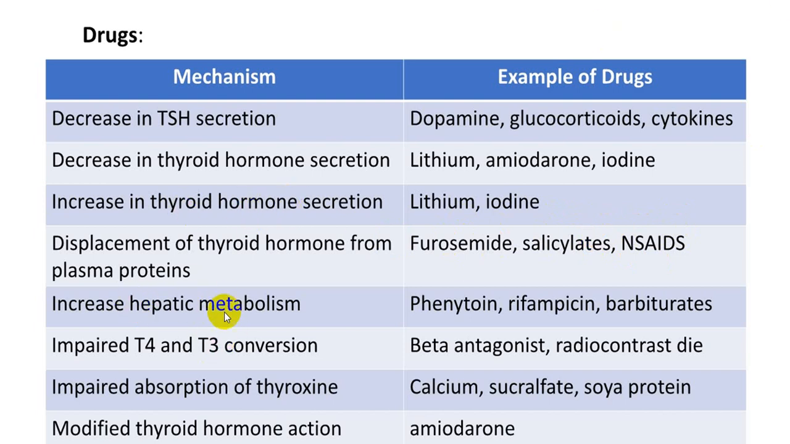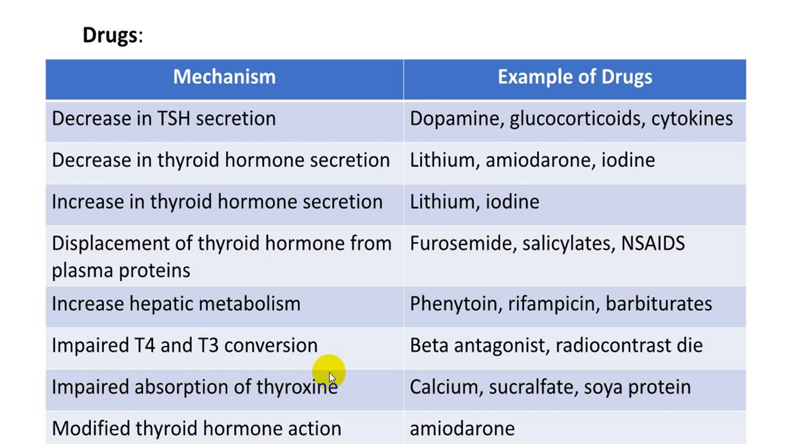There can be increased hepatic metabolism by competition, that is rifampicin, barbiturate and phenytoin sodium. So rifampicin and phenytoin can decrease the level of T3, T4. Impaired T4 to T3 conversion can be caused by beta antagonists and radioactive dye, radio contrast media. So whenever a person is given radio contrast media, T3 conversion will be poor, so you can have a lack of T3 hormone.